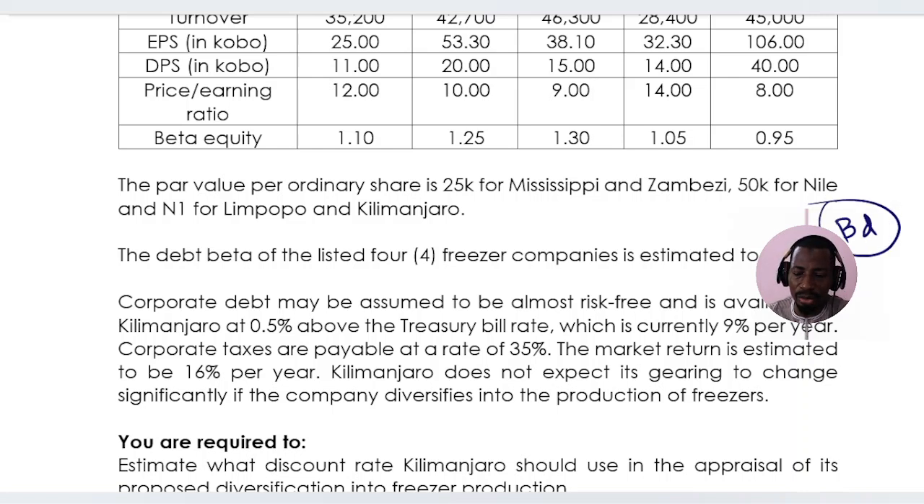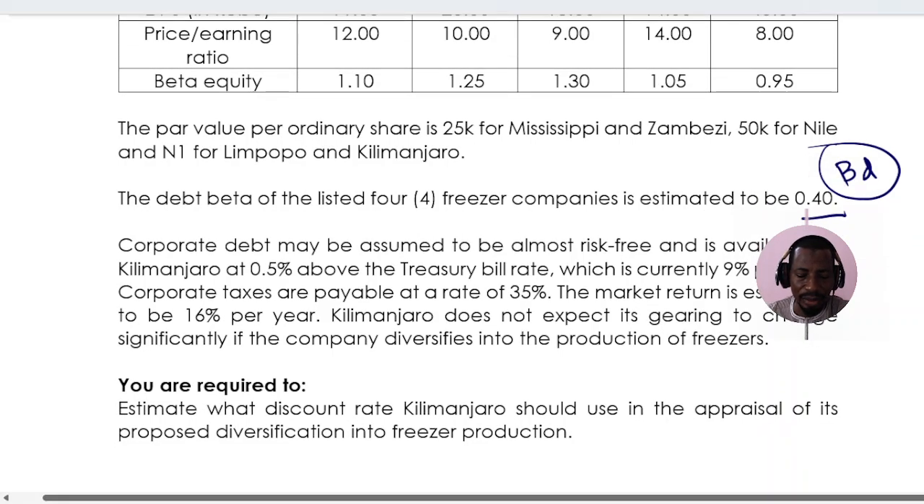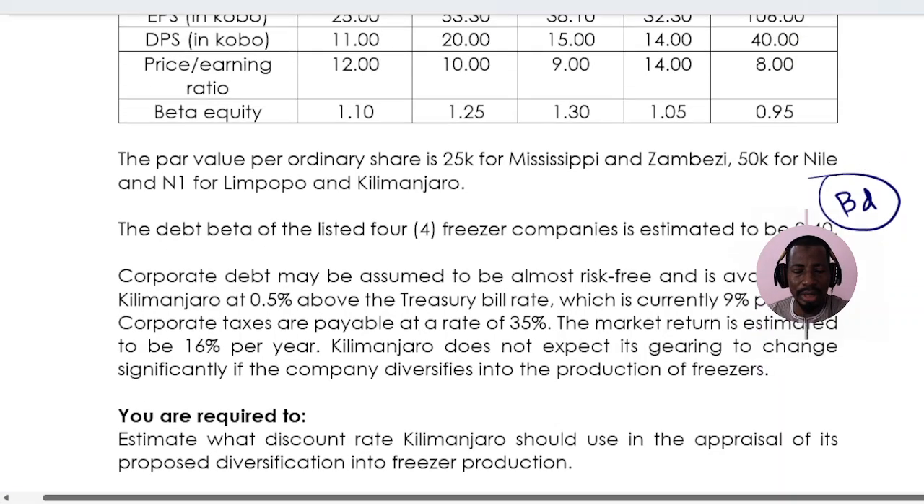Corporate debt may be assumed to be almost risk-free and is available to Kilimanjaro at 0.5% above the Treasury bill rate, which is currently 9% per year. Corporate taxes are payable at the rate of 35%. The market return is estimated to be 16% per year. Kilimanjaro does not expect its gearing to change significantly if the company diversifies into the production of freezers. You are required to estimate what discount rate Kilimanjaro should use in the appraisal of its proposed diversification into freezer production. So that is the question.